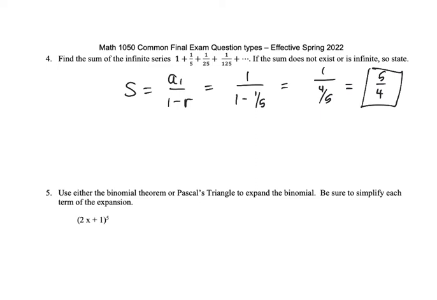Now, if the common ratio had been greater than 1, you would have just said the infinite sum does not exist. So if r is greater than 1, or less than negative 1, so it could be like negative 10. So the common ratio has to be a value that's less than 1, or the absolute value has to be less than 1. So it could be like negative 1/2 or negative 1/5, but if it's bigger than 1 or less than negative 1, then the sum does not exist.